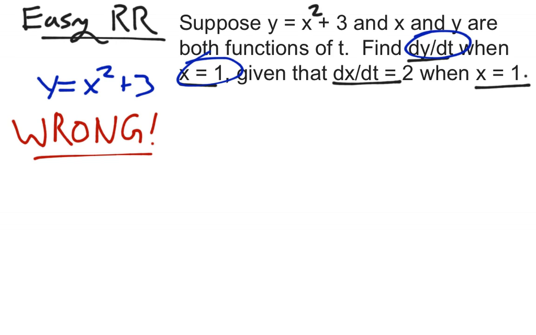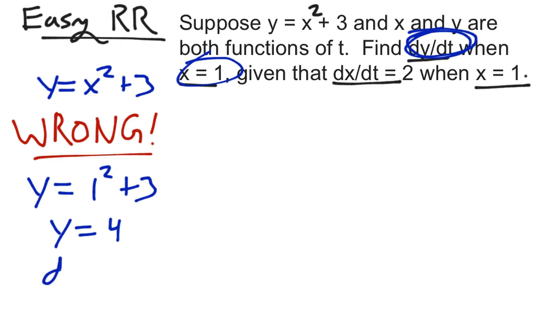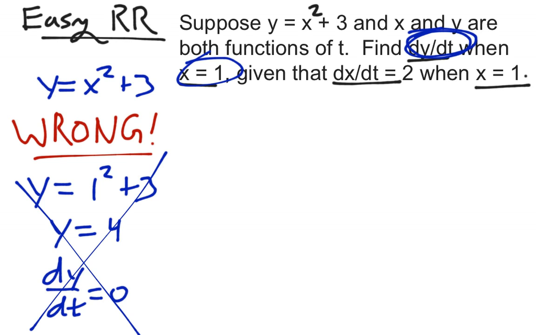It's wrong. The way you do it wrong is you plug in 1. Y equals 1 squared plus 3, so therefore, y equals 4. Then I have to find dy/dt, so I take the derivative, and dy/dt equals 0. No, that is wrong. Don't do that, or I will cry.